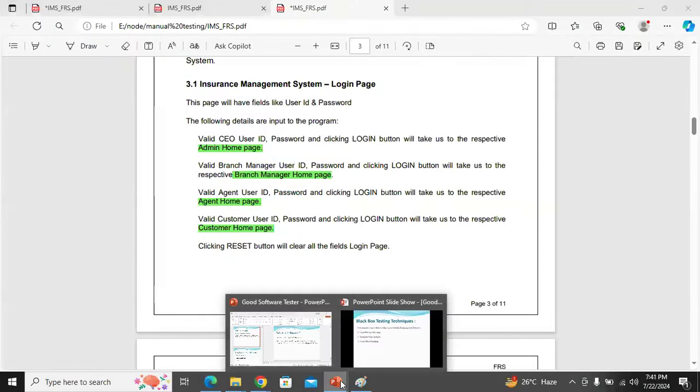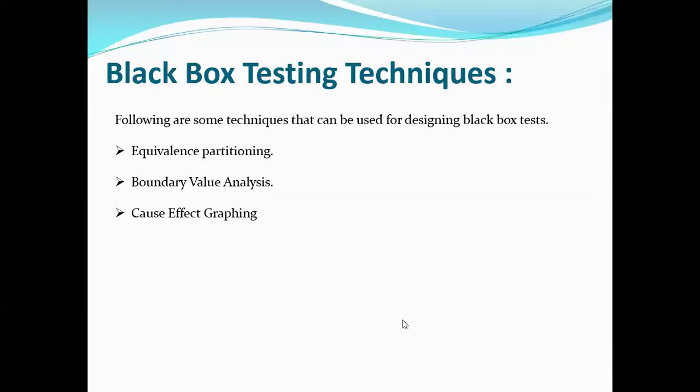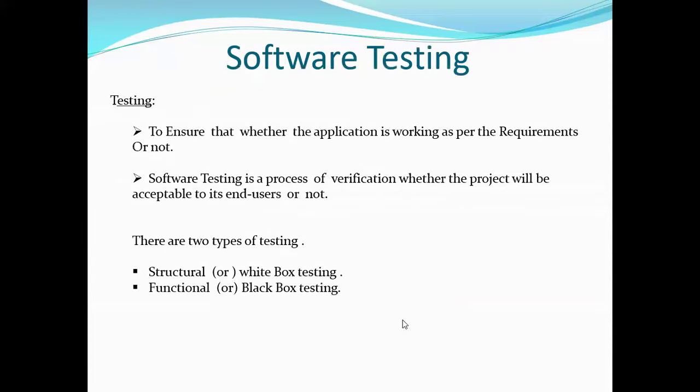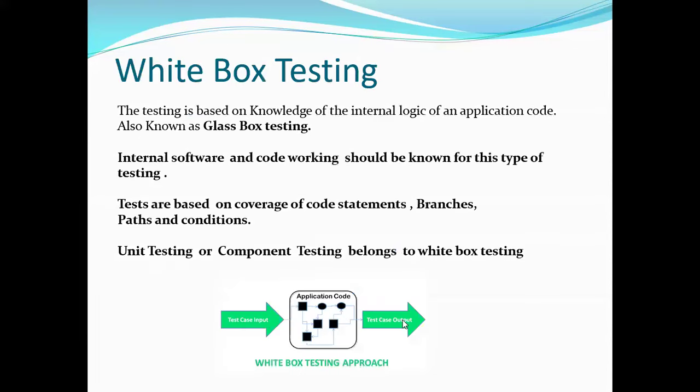So BVA is one of the most important ones. Boundary value analysis, BVA. Okay, so testing, we can say, is structural and functional. Structural testing we can say is white box testing, and functional testing we can say is black box testing. Structural testing is done by the developer, and black box testing is done by the testing team.